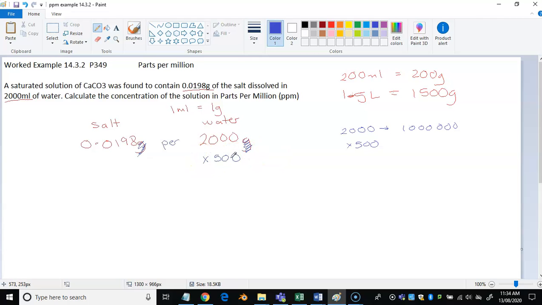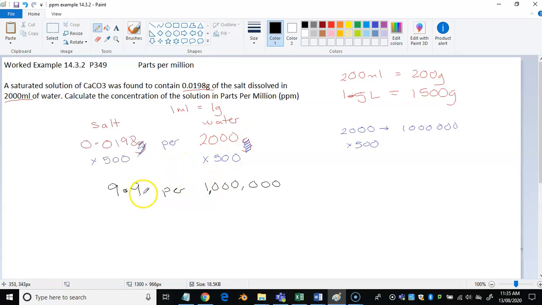We know that with ratios, whatever I do to one side, I have to do to the other as well. Otherwise, the proportions don't stay the same. So this now is per 1 million. All I need to do is figure out what 0.0198 times 500 is. We'll wheel out the old calculator, 0.0198 times 500, and we get 9.9. So we've got 9.9 grams per 1 million grams of water.